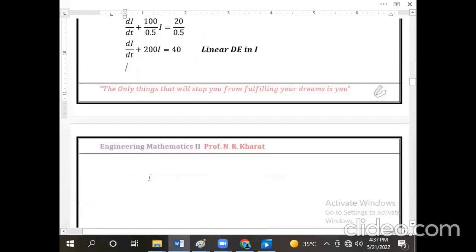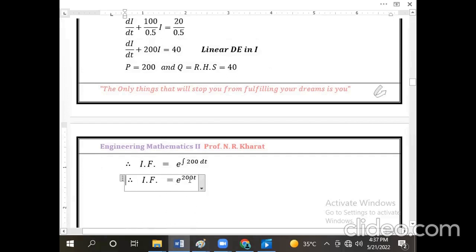When we compare this differential equation with the standard form of the differential equation dy by dx plus p times y is equal to q, we get the value for p is equal to 200 and the value for q is equal to 40, which is constant. Again, we have to find the integrating factor of this differential equation. So the integrating factor is e raised to integration of p dt. The value for p is 200, which is constant, so we just take the 200 outside the integration. So it becomes e raised to 200t.